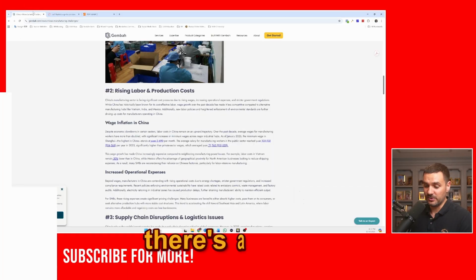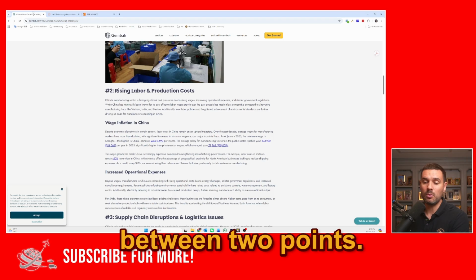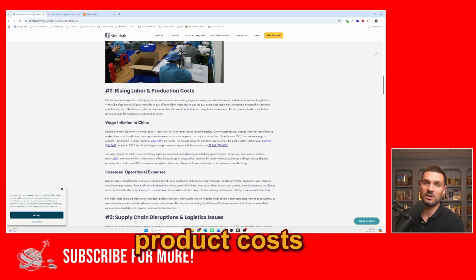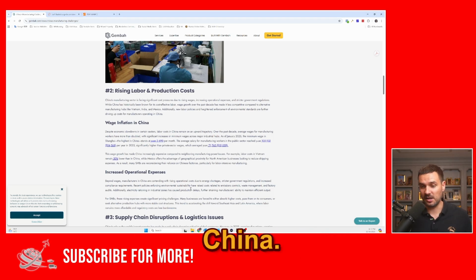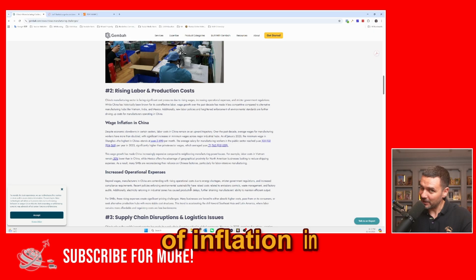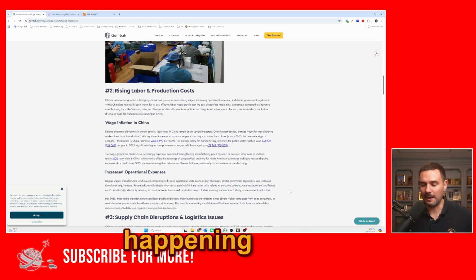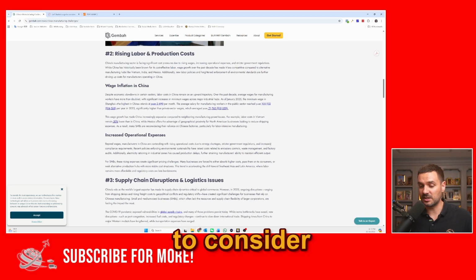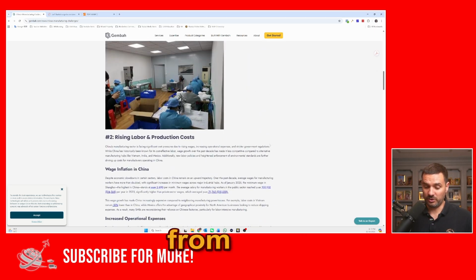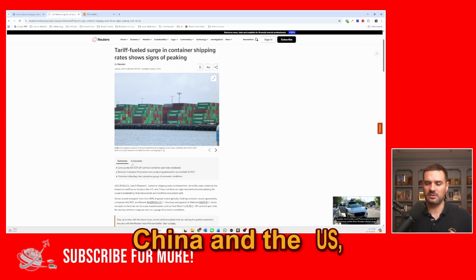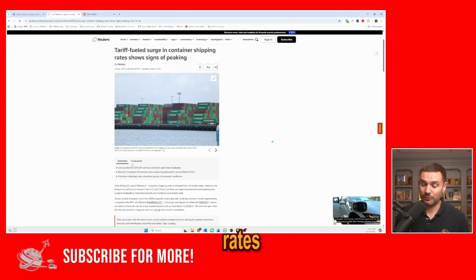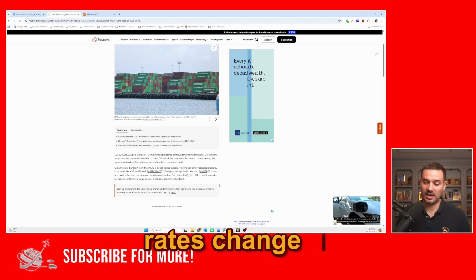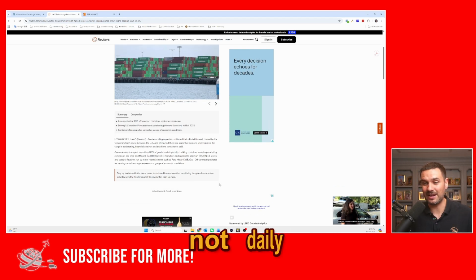Right now, there's a market shift between 2 points. One is product costs are increasing in China. Now, maybe not to the rate of inflation in your country, but it is happening in China if you are sourcing from China. So this is something to consider as you start sourcing more goods from China. The second thing is, with this whole unknown tariffs issue, especially between China and the US, that does affect freight rates, and these rates change on a weekly, if not daily basis.